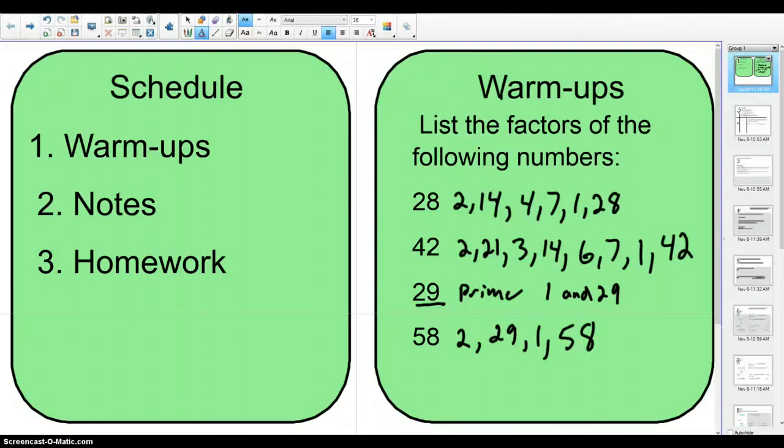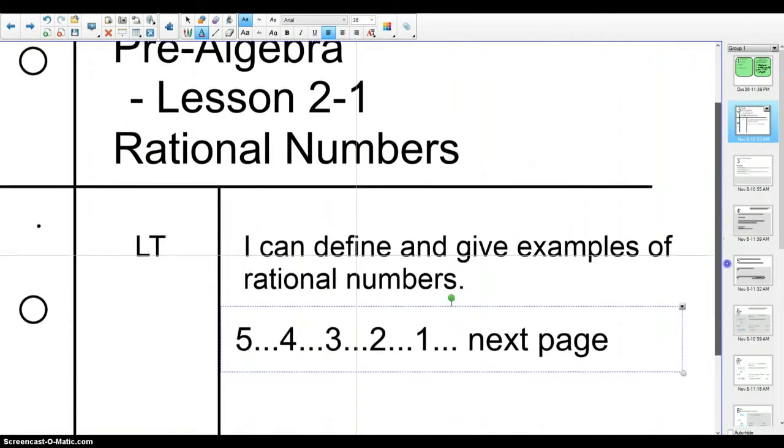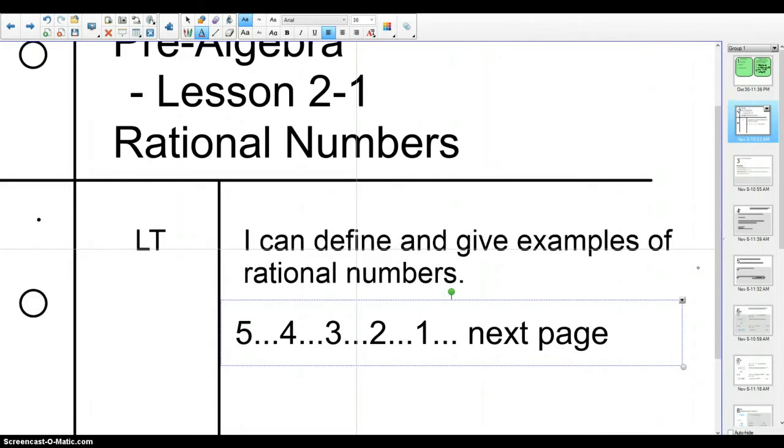Now that we've completed our warm-ups, let's move on to the learning target and then the vocab for the day. For today's learning target, by the end of the hour, you'll be able to define and give examples of rational numbers. Take a moment to write this down.